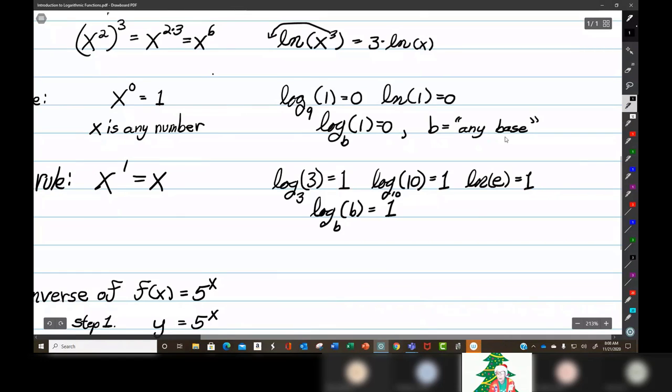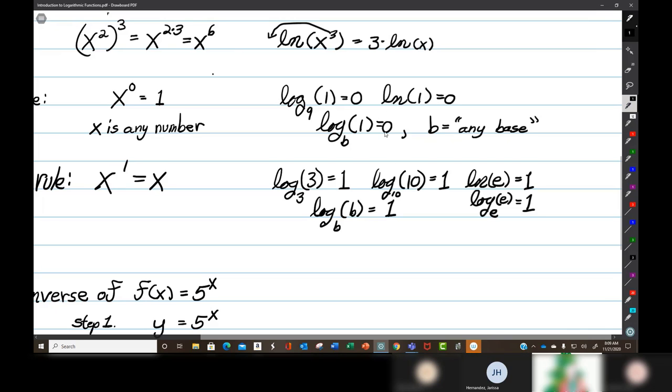The ln of e is 1 because the ln of e is log base e of e. And here, e and e. E is the base, e is the argument, therefore the answer is 1. And in fact, log base b, any base, log base b of b is going to be 1. Whenever these guys are the same, the answer is 1. So these two rules are rules we're going to use a lot, especially this one. This one is a wonderful rule.